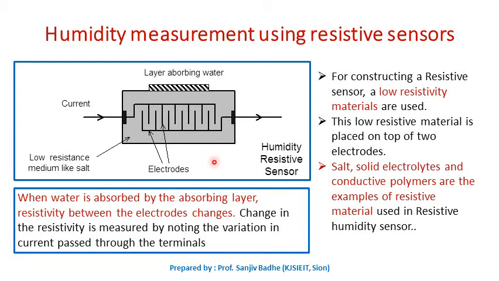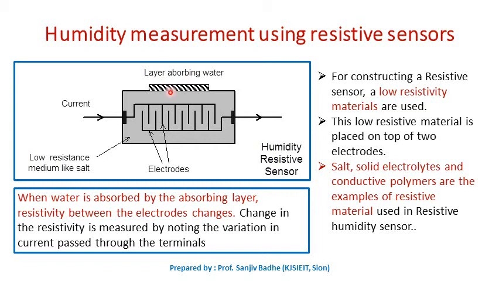This is a simple construction of resistive humidity sensor. In this construction, you can see a low resistive material is used, and this low resistive material is placed on top of the two electrodes. So this is electrode 1 and this is electrode number 2. The low resistive materials used can be salt, solid electrolytes, or conductive polymers. They can be used in the humidity sensor.